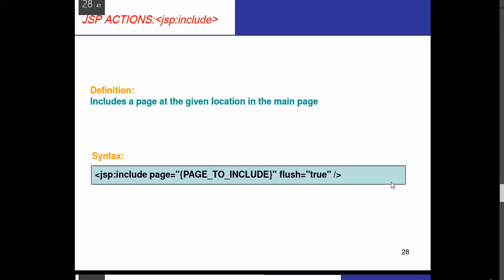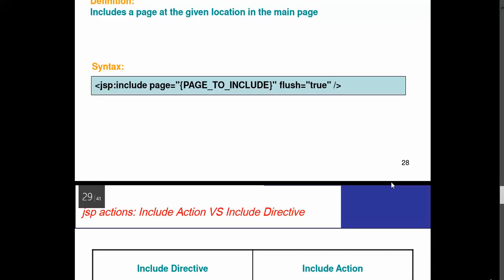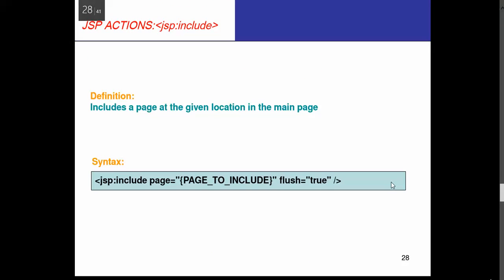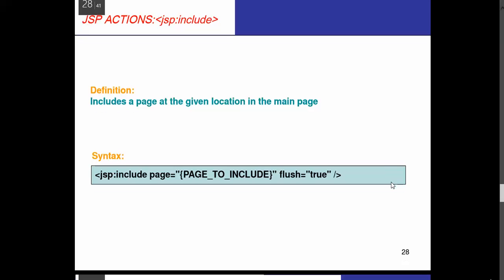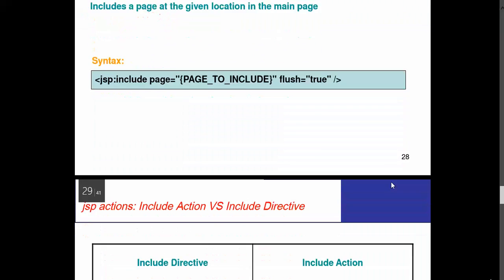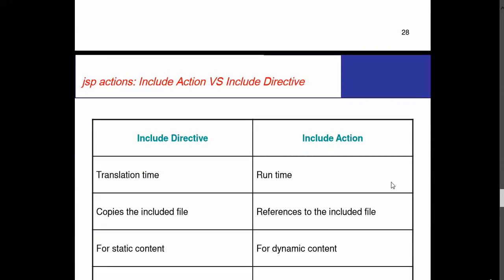These tags are written in our JSP files, in the middle of the page. When I was talking about directives, I said there is another directive called the page directive. It starts with percentage at the rate of page equals page to include, like that. So what is the difference between these JSP actions and JSP directives? Let us see the include action versus the include directive.